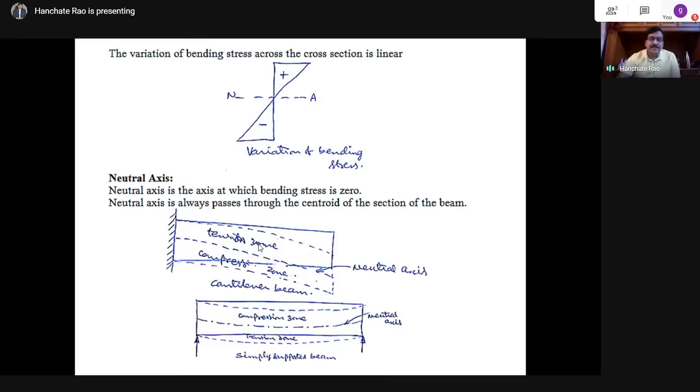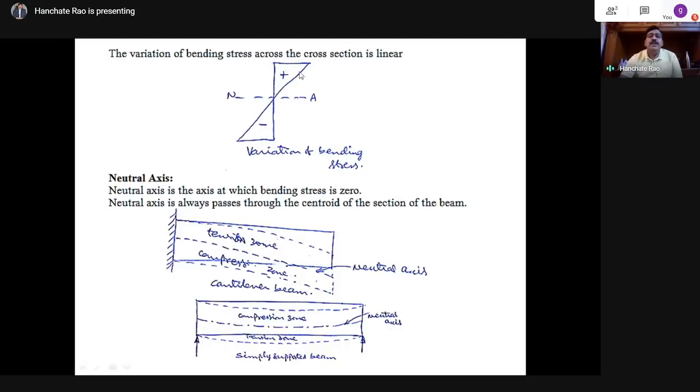Whenever a beam bends, certain fibers elongate and certain fibers get compressed. In between, there is one fiber which neither undergoes compression nor tension. Such a fiber is called the neutral axis. So the strain at the neutral axis is equal to 0. Because the strain is equal to 0, the stress is always 0 at the neutral axis.